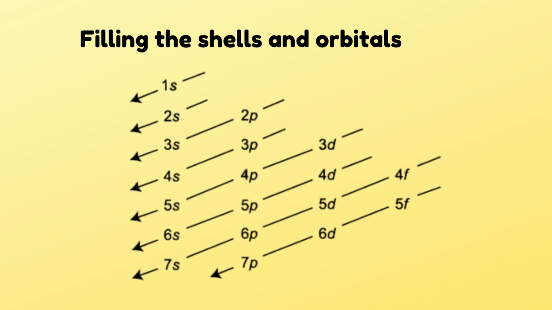As you can see, you have to follow the arrows. 1s, then 2s, then fill up 2p, then 3s, then go to 3p, then 4s. After 4s, go to 3d, 4p, 5s, then 4d, 5p, 6s. It goes on like that. So you have to follow the arrow while filling the electrons in an atom.